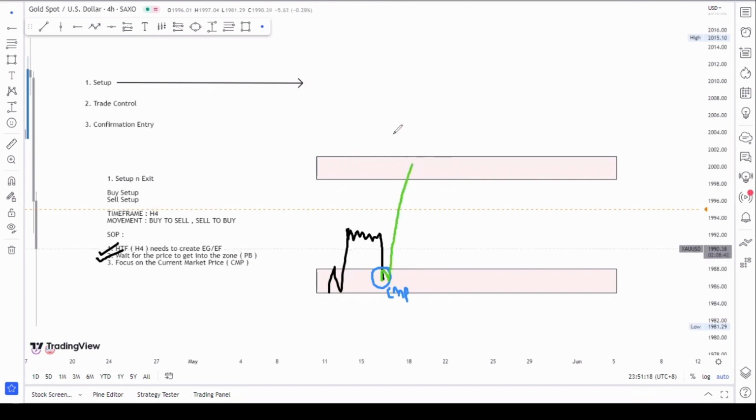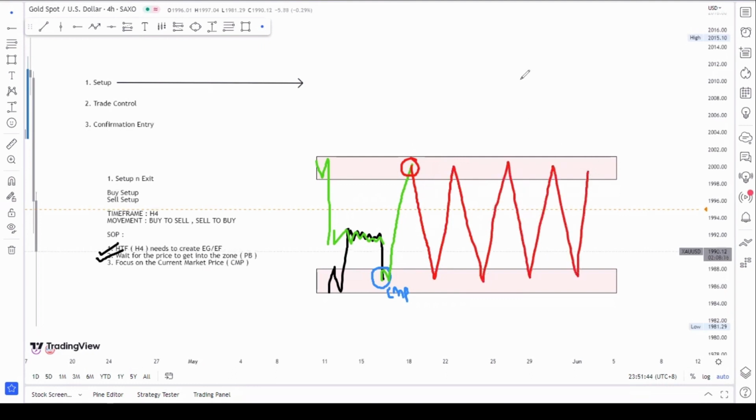The same goes for the sell setup. For example, H4 has a sell setup here, and then the pullback gets into the zone, and we need to focus on the current market price. Do you understand it? Yes. So buy setup will end at the sell setup, and the sell setup will end at the buy setup, and it keeps repeating itself.